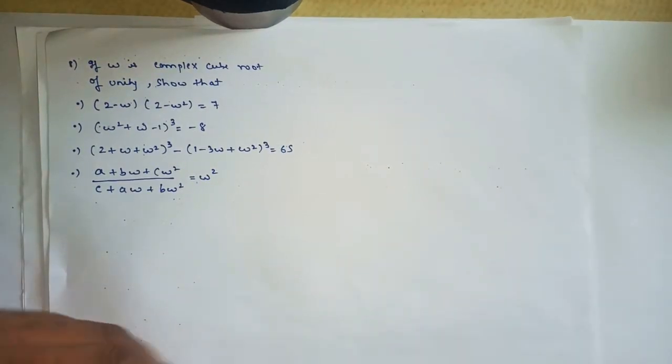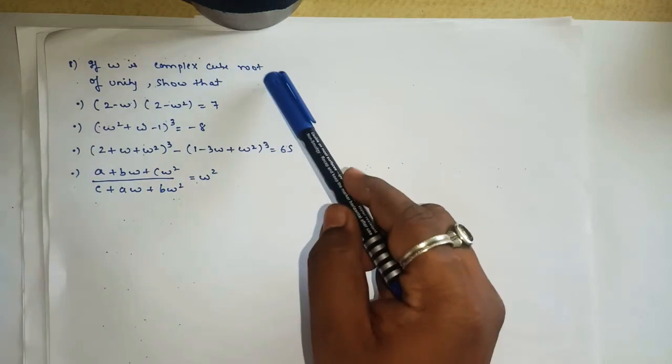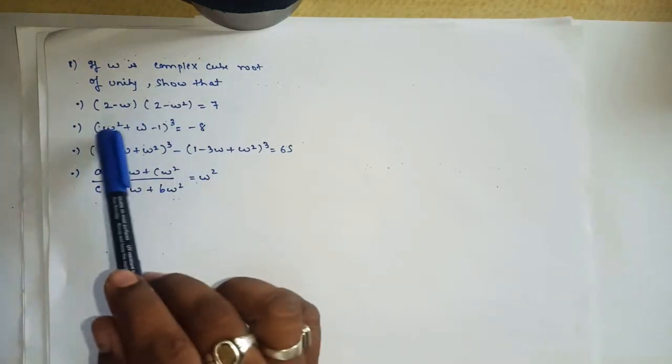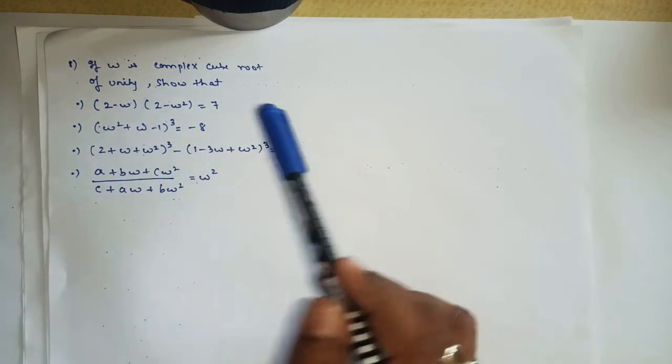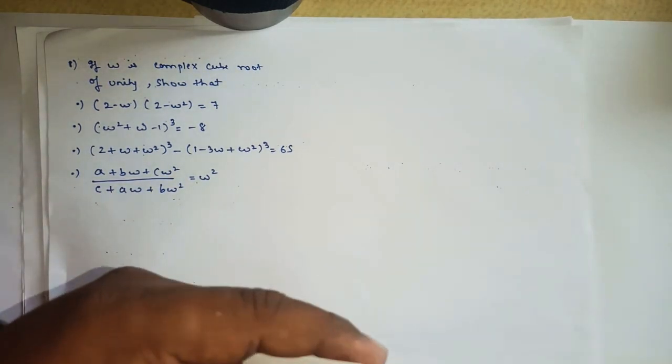So here we have the next question. In the next question it says that if w is a complex cube root of unity, then you have to show that. So here in this question, instead of finding the value, we have to show that the left hand side is equal to the right hand side. Here also there are 3-4 sums. So let's begin with the first one.